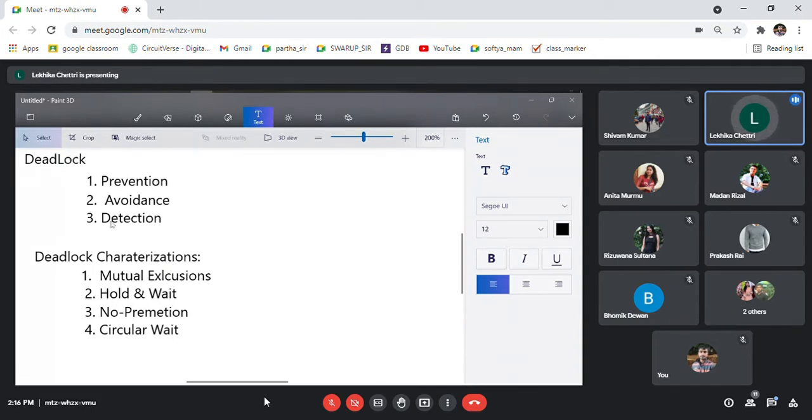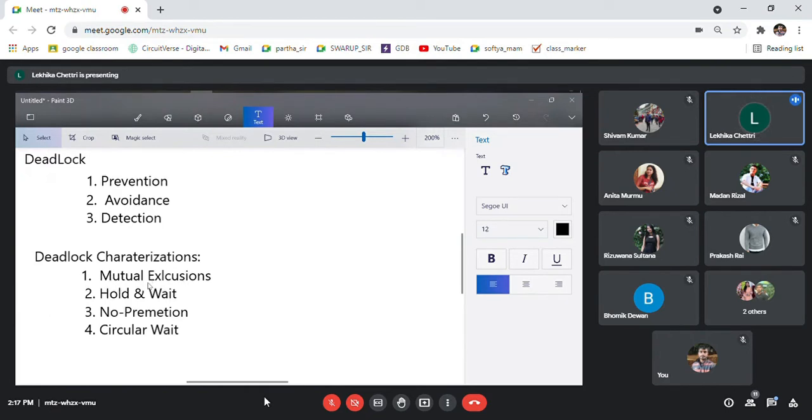So that is your deadlock detection. Before we move into providing solutions for handling the deadlock, we need to know what the necessary conditions are that lead to the occurrence of deadlock in a system. These four conditions are called deadlock characterization, also known as the necessary conditions for deadlock.